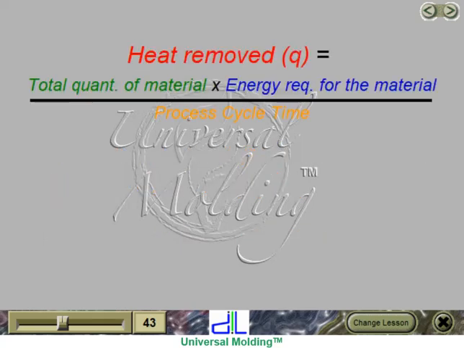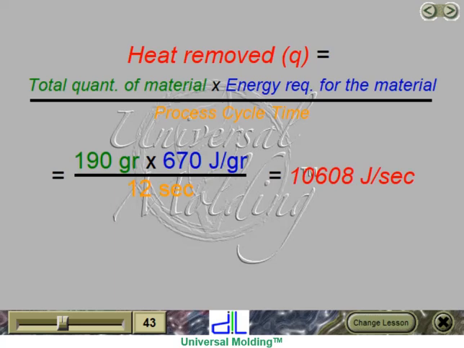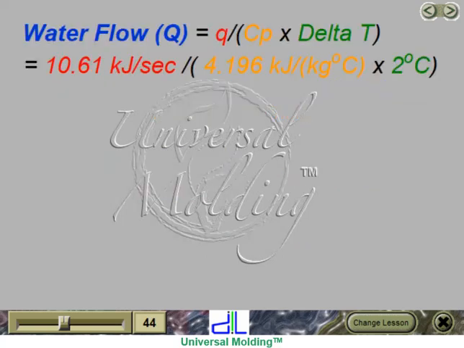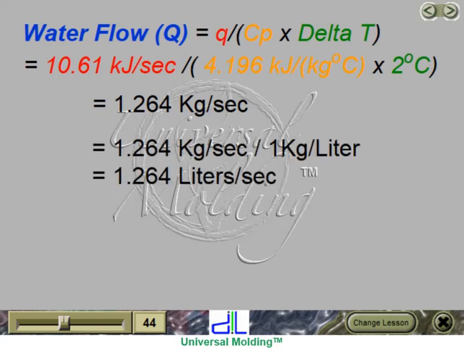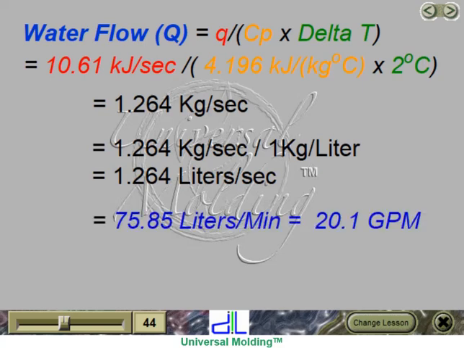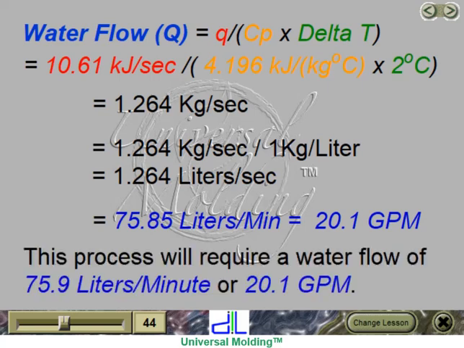Substituting into the equation for heat removed, we have 190 grams times 670 joules per gram, all divided by 12 seconds. This equals 10,608 joules per second, or 10.61 kilojoules per second. Substituting into the water flow equation, we have 1.264 kilograms per second. This can be converted into 1.264 liters per second, which is also 75.85 liters per minute, or 20.1 gallons per minute. This process will require a water flow of 75.9 liters per minute, or 20.1 gallons per minute.